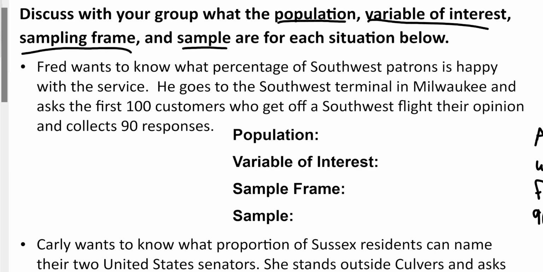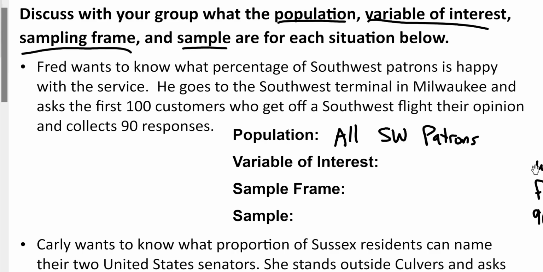Fred wants to know what percentage of Southwest patrons, that's Southwest airplanes, is happy with the service. So he goes to the Southwest terminal in Milwaukee, asks the first 100 customers who get off a flight their opinion. He gets 90 responses. So my population of interest, based on the situation, is all Southwest patrons. He's looking at all the people who fly Southwest. That would be his population.